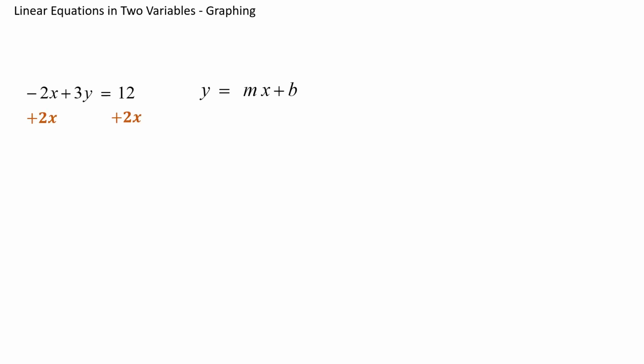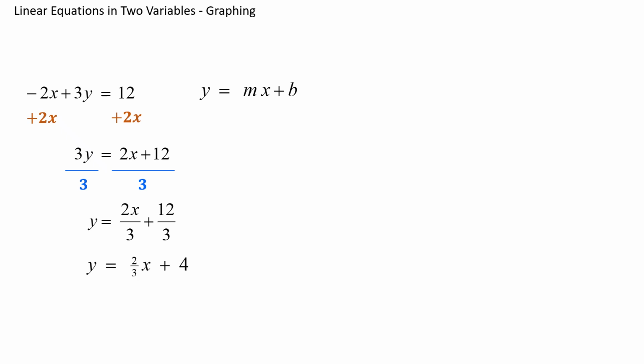To do that, I could add the x term to both sides, and then divide by the coefficient of y, and then simplify to get my equation to be in y equals mx plus b format. Once I've converted the equation to that form, now I can use the graphing shortcut.